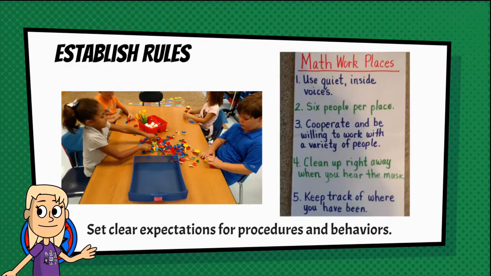And let's establish some rules for play, right? Math workplaces: use quiet voices inside, 6 people per place, cooperate, work with a variety of people, clean up right away when you hear the music or the bell or whatever. Keep track of where you have been so you know what your group rotation is, where you're supposed to go next. Set clear expectations for procedures and behavior with your students and practice those norms with them.